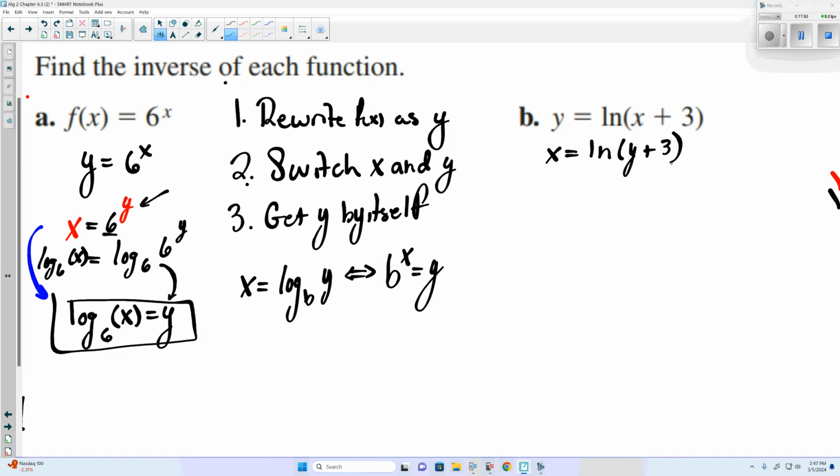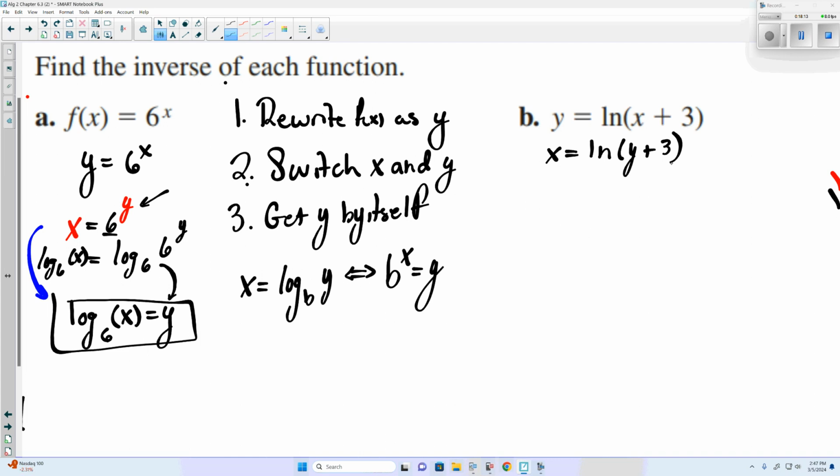So switch x and y. x equals the natural log of y plus 3. Okay, now we need to get y by itself. So this time, they gave us the equation in logarithmic form, yes? We want to rewrite it in exponential. So we're going the other way, yes?